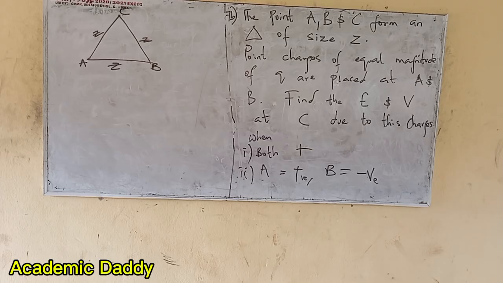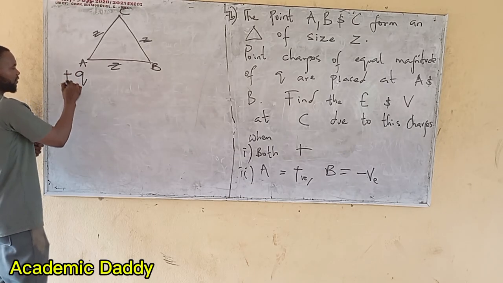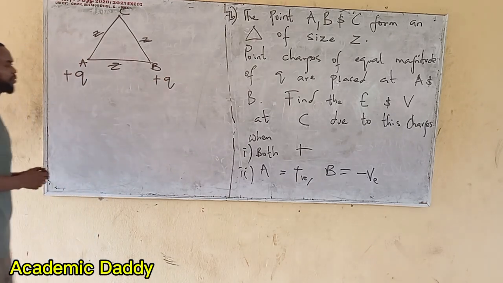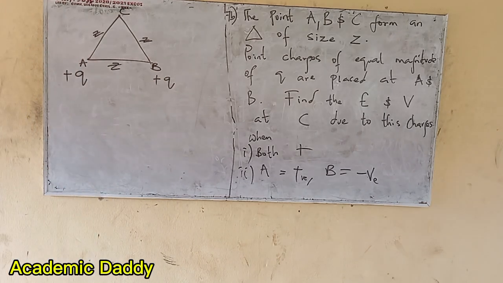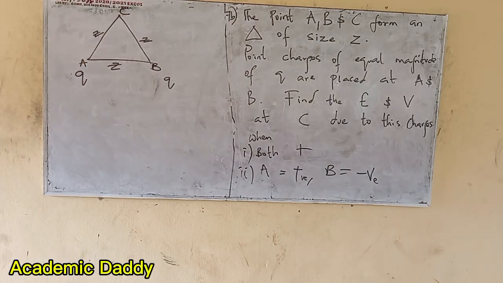Point charges of equal magnitude of Q are placed at A and B. That means I have Q here. Because they said charge and not electron, I'm using positive, plus Q, plus Q. But they already told me that they have cases, so let me just have Q magnitude. There's none at C. The charges are at A and B. The confusion students have is that they think the charge is at C, A and B. The charge is at A and the charge is at B only.